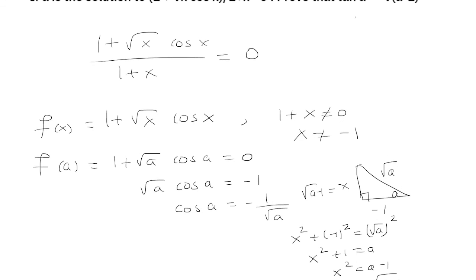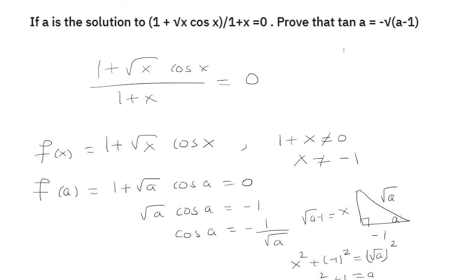We want to prove that tan(a) is equal to -√(a - 1). So let's look at tan(a) now. Tangent is opposite over adjacent. So the opposite side we said is x, which is √(a - 1). And then the adjacent side is negative 1. So we simplify and say that tan(a) is -√(a - 1).